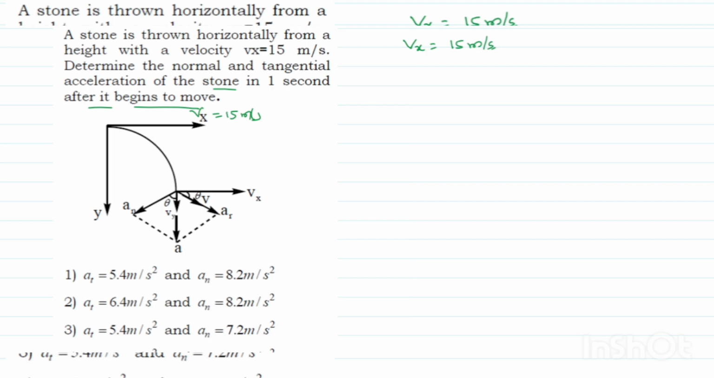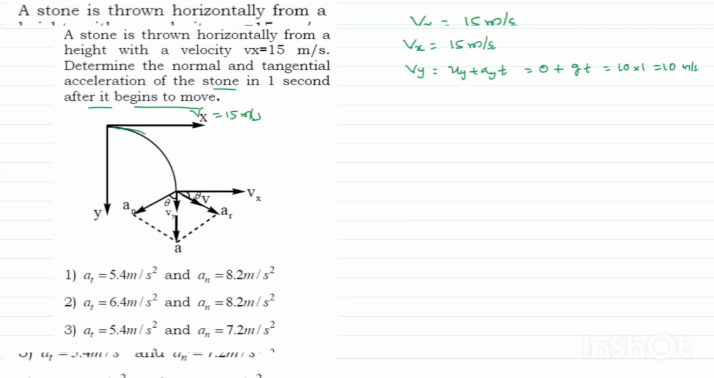Let us talk about the vertical component of velocity. Vy equals Uy plus Ay into T. Uy, the initial vertical velocity, will be 0. Ay is under the gravitational force, that is g into t. After 1 second, it is 10 into 1, that's nothing but 10 meter per second. This is the Vy value.